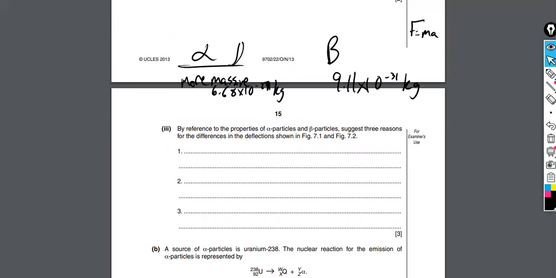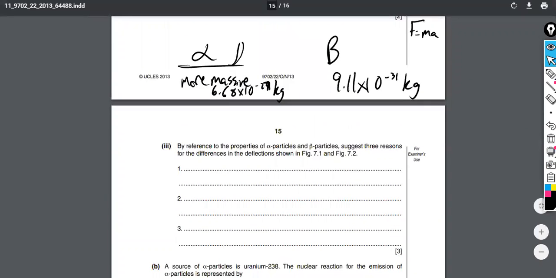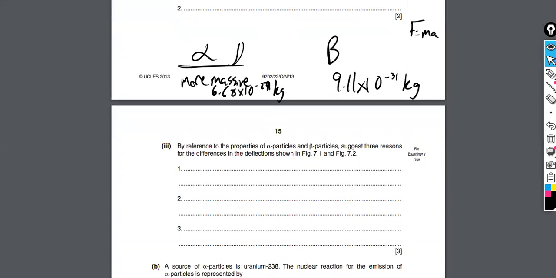So the alpha particle is more massive than the beta particle. If you wanted to quantify that, those are the values there. That's the property. That means the difference is this one makes it further through the field. These ones are deflected more sharply. That's the difference that you see in the deflection. This one is positively charged. It has a charge of plus 2e. This one has a charge of minus 1e.